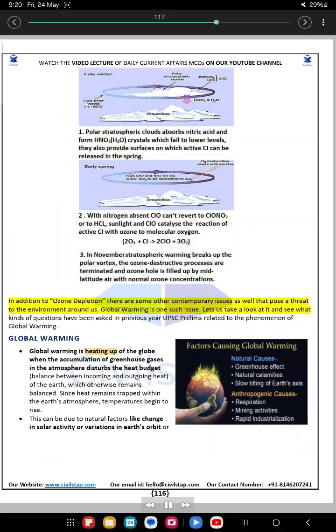In addition to ozone depletion, there are some other contemporary issues as well that pose a threat to the environment around us. Global warming is one such issue. Let's just take a look at it and see what kinds of questions have been asked in previous year UPSC prelims related to the phenomenon of global warming.